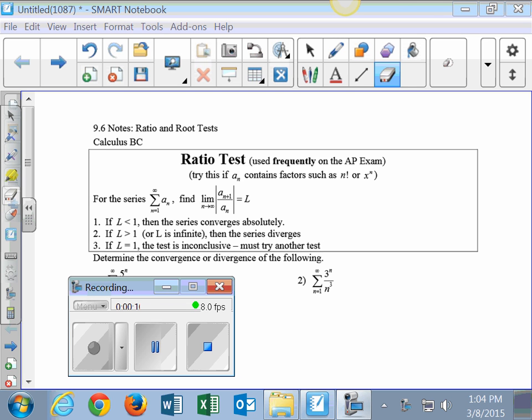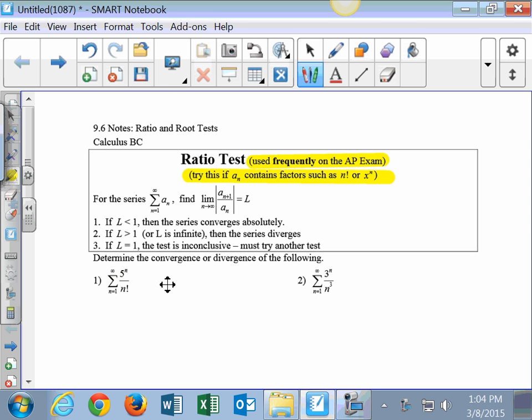My favorite test to use is the ratio test, and it is used most frequently on the AP exam. So this is one that, highlight this right here, this is absolutely one that you should know. Now, ratio test, try this if a sub n contains factors such as n factorial or x to the n. That's how you know that that would be a good test to try.